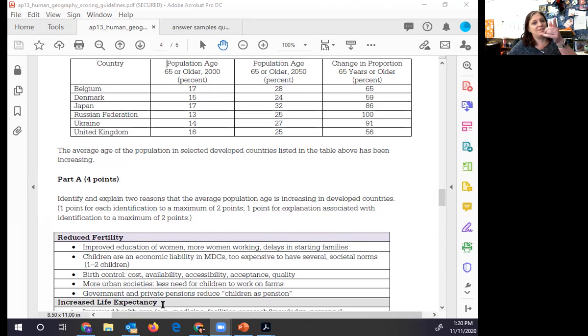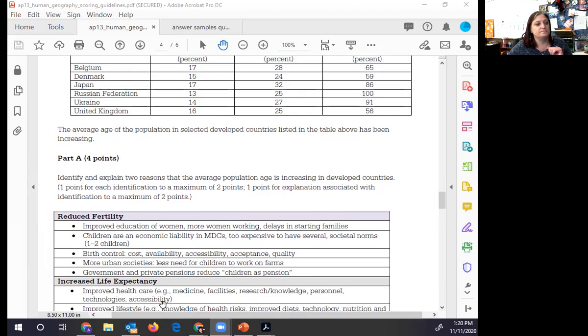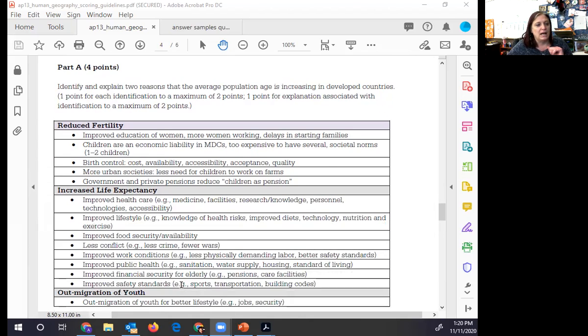Life expectancy, that was the big one I knew a lot about. Out-migration of youth. People are moving away. That could probably work too. But we're going to focus on these two ideas. I didn't even come up with this first one. I would have talked all about this and probably gotten it wrong. But this question asked for two, so I at least had a fighting chance.